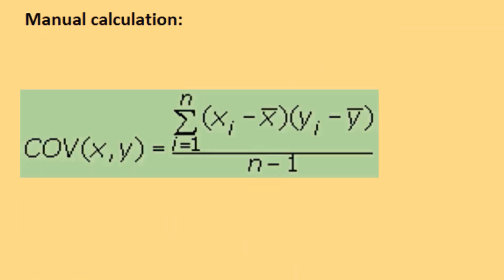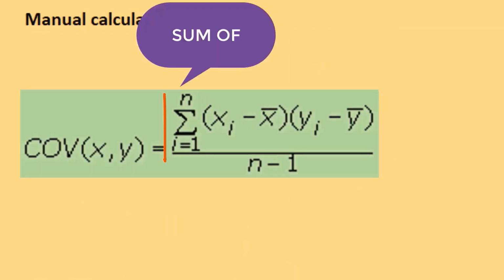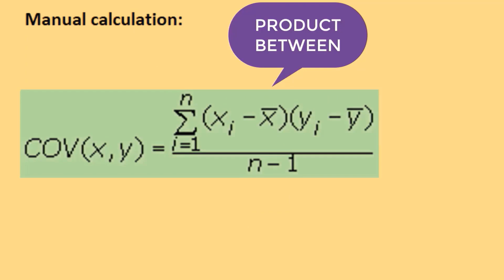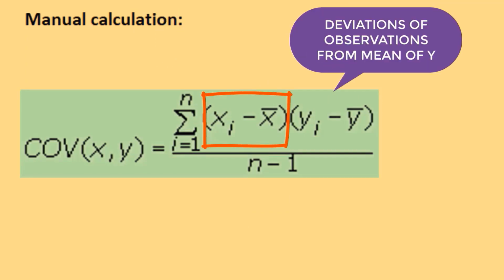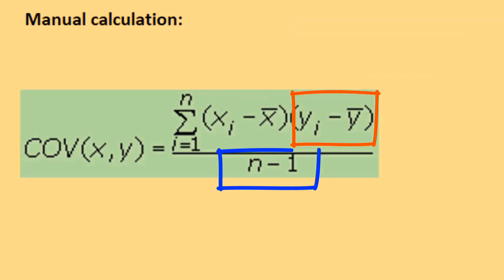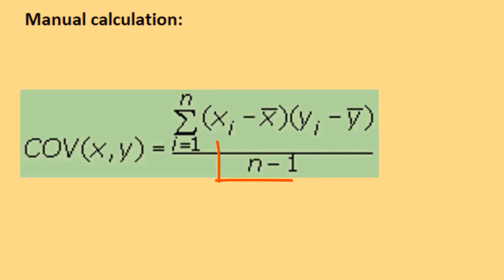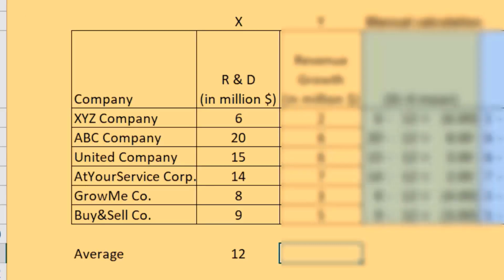The formula for sample covariance is sum of product between deviation of observation from mean of variable X and deviation of observation from mean of variable Y, then divided by the number of observation minus 1. To ensure that sample covariance is an unbiased estimate of population covariance, here we use n-1 as the denominator.